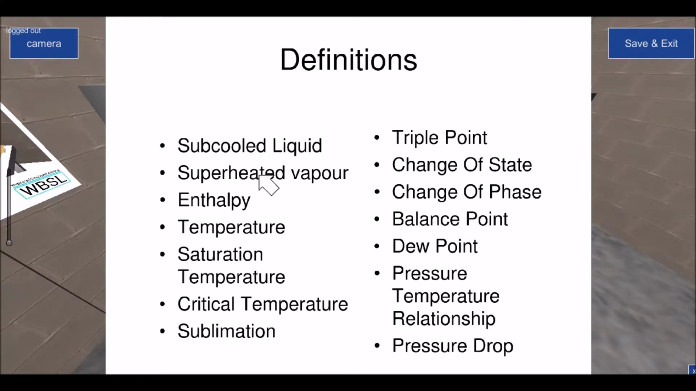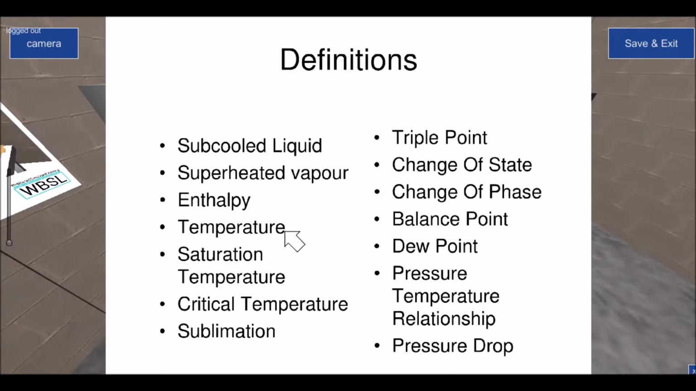These are the definitions that we all went through. And again, we have our subcooled liquid, or superheated vapor, or enthalpy, or temperature, saturation temperature, critical temperature, sublimation, triple point, change of state, change of phase, balance point, dew point, pressure temperature relationship, and pressure drop.